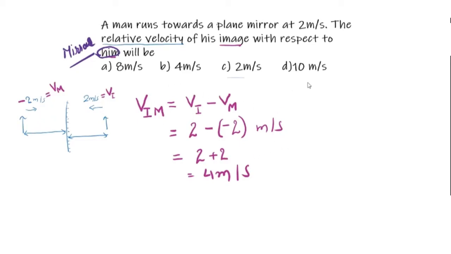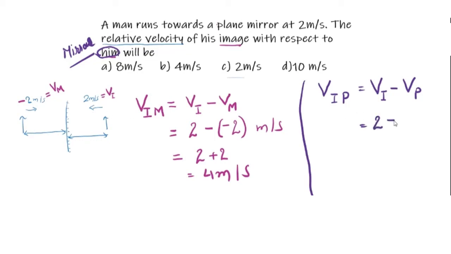Now to find that, we know the relative velocity formula. So the relative velocity of image with respect to the plane mirror would be the velocity of image minus the velocity of mirror. Here the velocity of image we are taking as 2 meters per second minus the velocity of mirror. Now since the mirror is not moving, the velocity of mirror is 0. 2 minus 0. That means the relative velocity of image with respect to mirror is 2 meters per second.